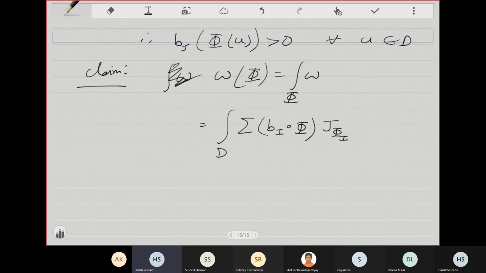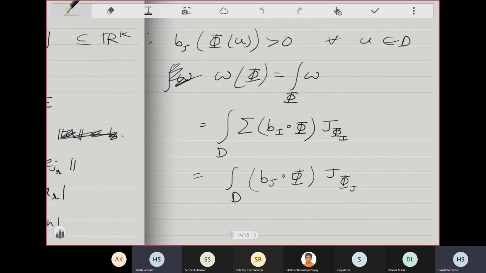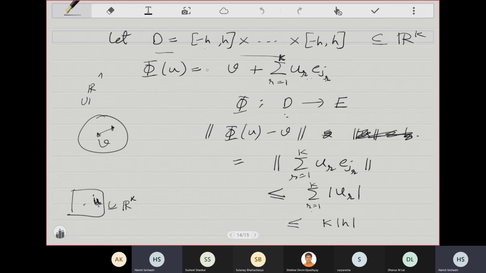Now, I claim that only one term will survive here, namely Bj composed with phi and then the Jacobian of phi J. So why is that? That has to do with the way this expression here is defined.